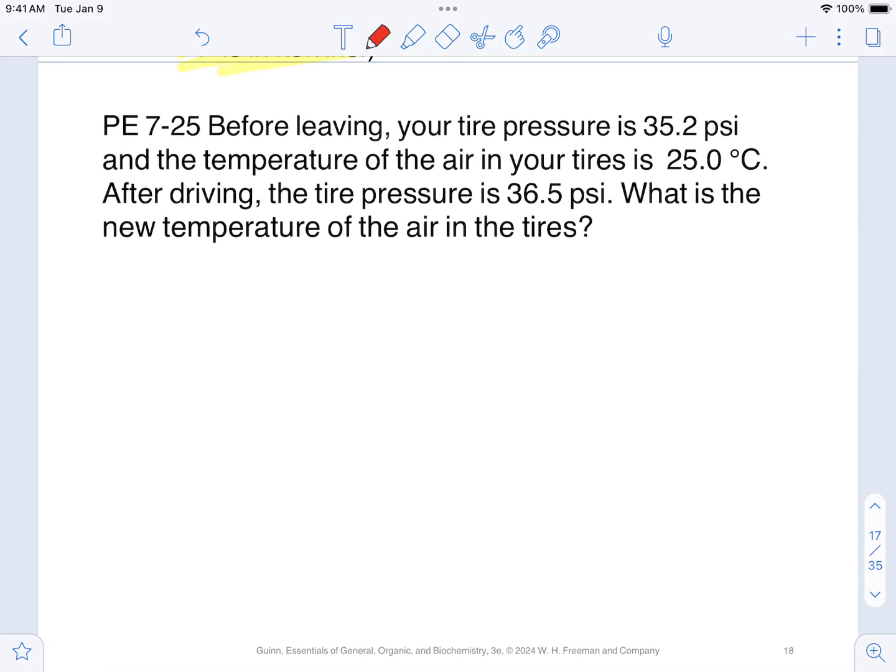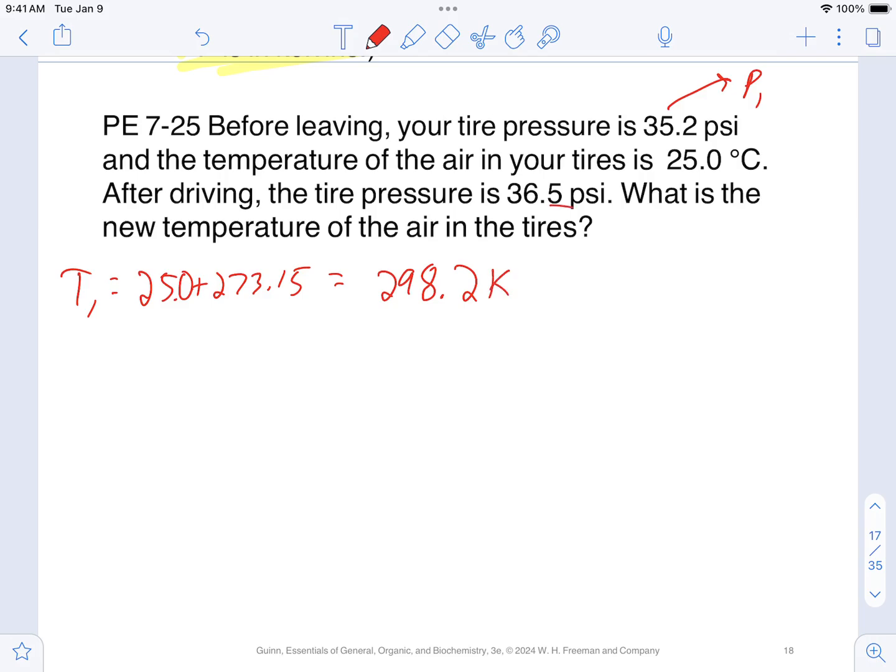Before leaving, your tire pressure is 35.2 psi. That is my P1. The temperature is 25 degrees Celsius. So I'm going to change that right away. And I get 298 Kelvin. I have to watch my significant figures here. I should have one decimal point to the right since I'm adding. So 298 point, that would be 2. 298.15, so 298.2, yep.